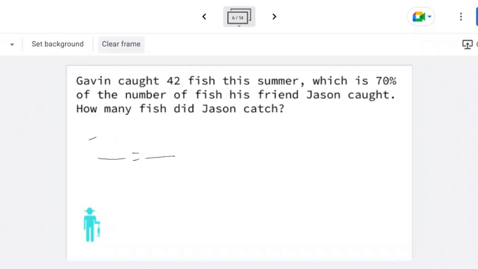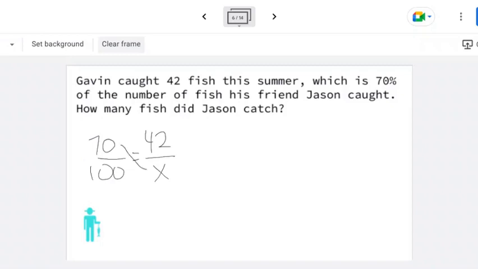So we have our percent, and that percent is that he caught 70% of what his friend did. So his friend caught all of that, right? He only caught 70% of it. So we're going to put that there. Now, Gavin caught 42, so we're going to put 42 on the top because we know his friend caught the whole percent. He only caught 70% of them. So we're going to put our x on the bottom.